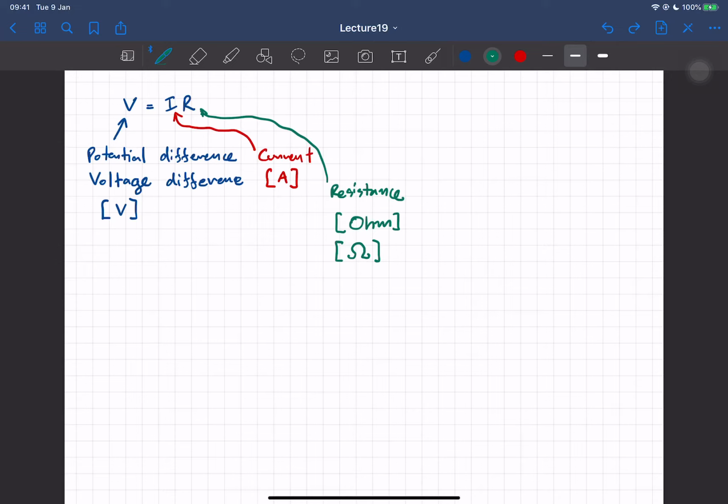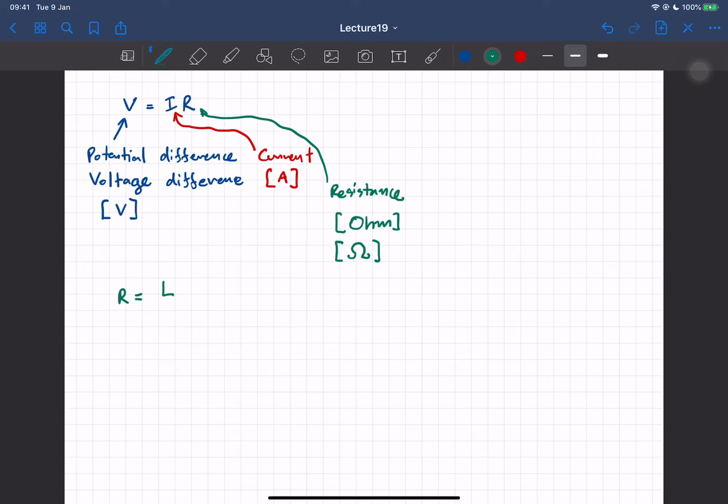So it turns out that the resistance of the material depends not just on the type of the material, it also depends on the shape of the material. So it turns out that the resistance of the material depends on the length.